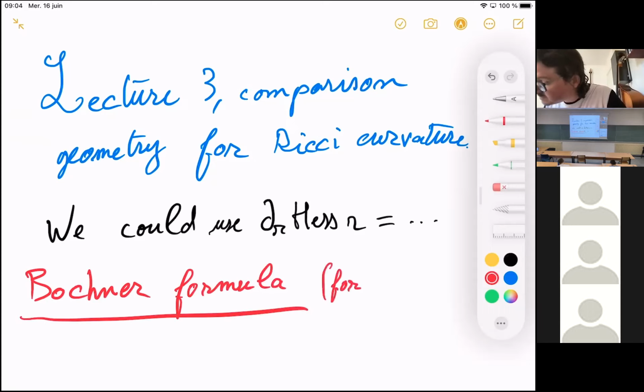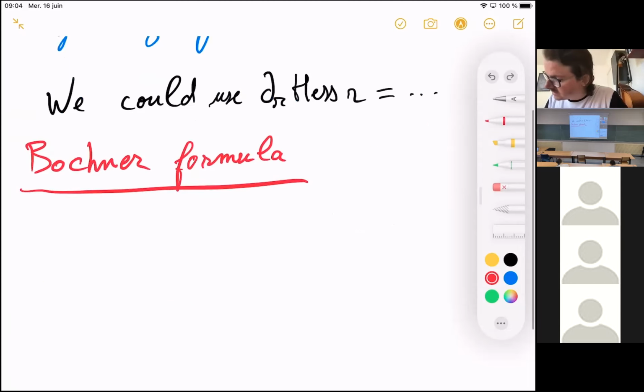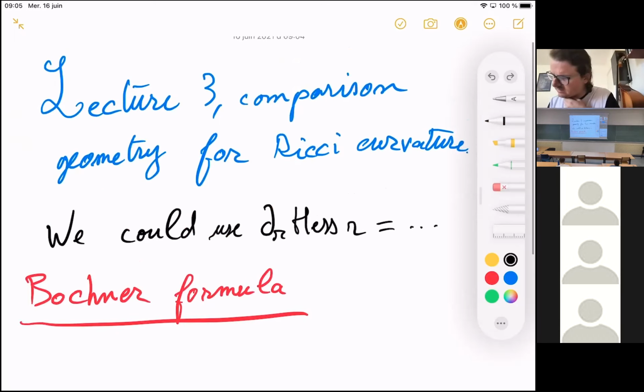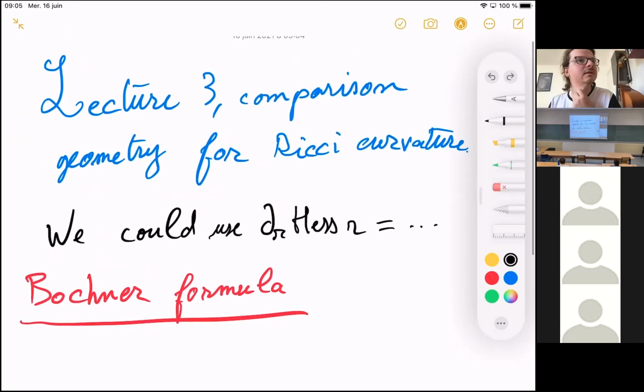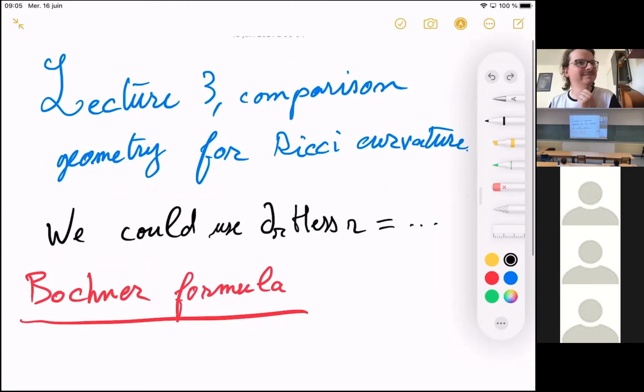This one is maybe the easiest to state, because you only need to understand a function. Hessian, yeah, sorry. Thank you for the question.